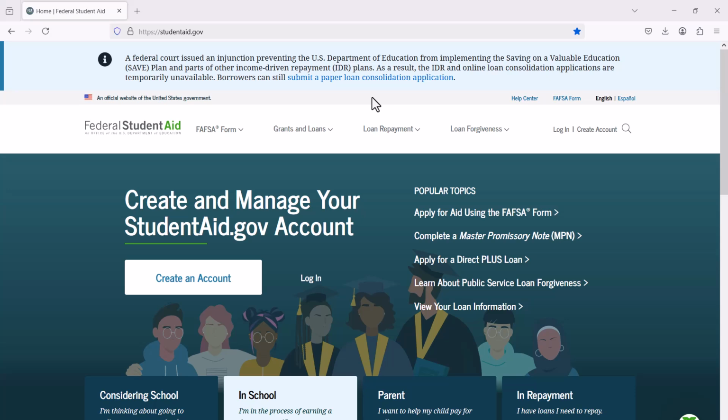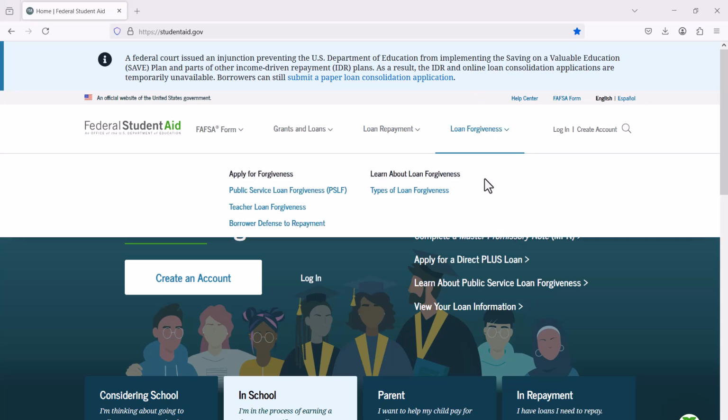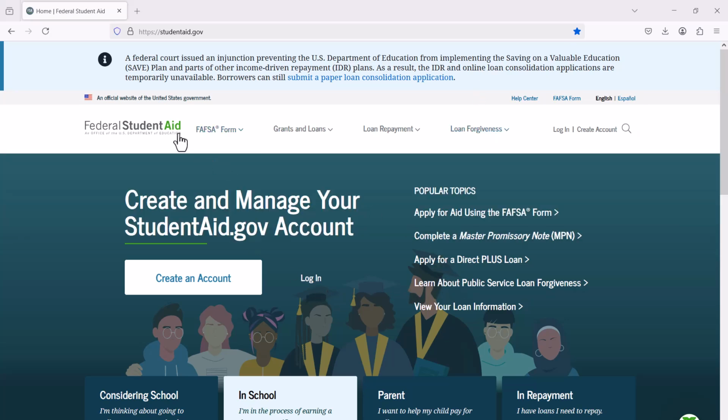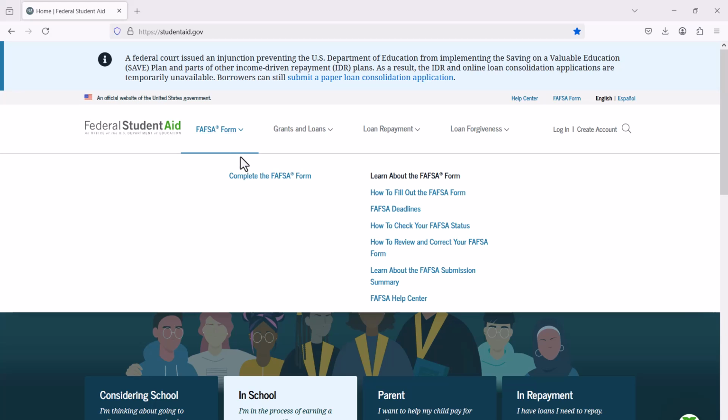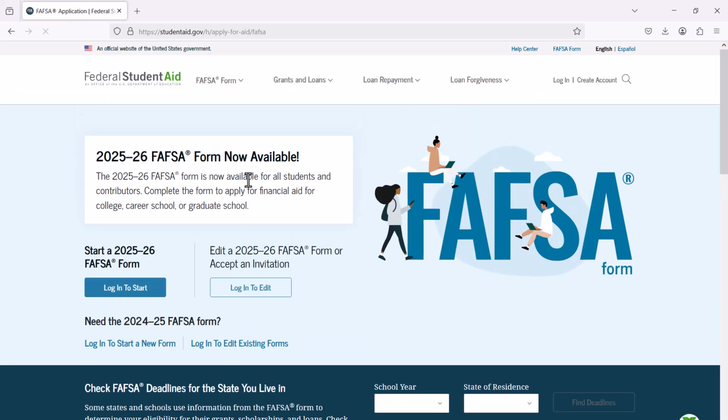Let's get started. The first thing you will need to do is go to studentaid.gov. Once you enter into the page, you will go to where it says FAFSA form and then complete the FAFSA form. From there, you will see where it will say Start a 25-26 FAFSA form or log in to edit or accept an invitation for a 25-26 FAFSA form. We are going to select Log in to start.